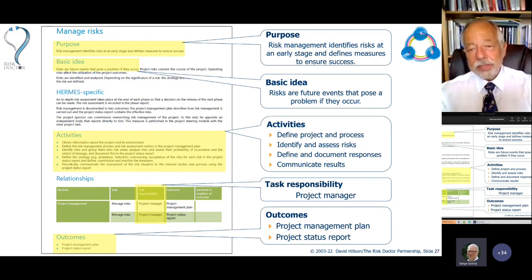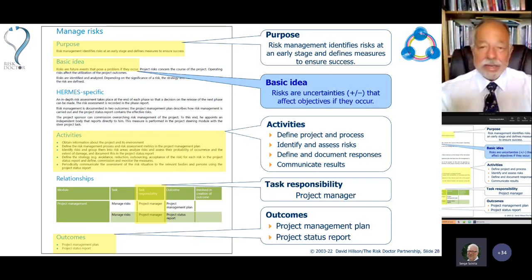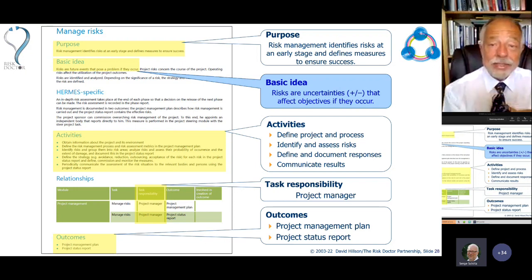Risks are future events that pose a problem if they occur. What we said is that risks are uncertainties that matter, positive or negative uncertainties that would affect objectives if they occur. So yes, of course, risks are things that could cause a problem. Some of them, those are the threat risks. But what about the opportunity risks? What about upside risks that could help us if they occur, help us to achieve our objectives? If we're only having the idea that risk is bad, all risk is always and only bad, then we're missing half of the risks that could affect us.